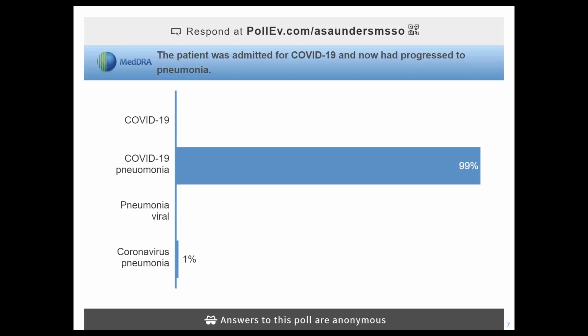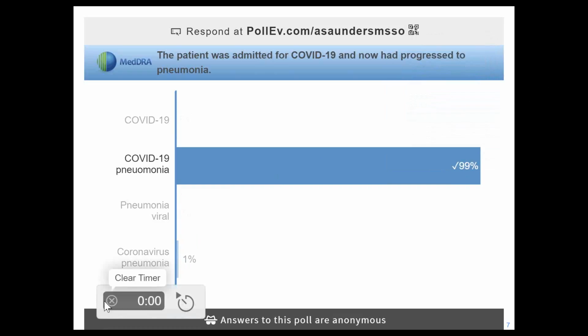Great. And just to show you the correct response, but you have identified it now. There are a few responses down here in the coronavirus pneumonia. This would be a less specific option, and so the recommendation would be to choose the COVID-19 pneumonia.